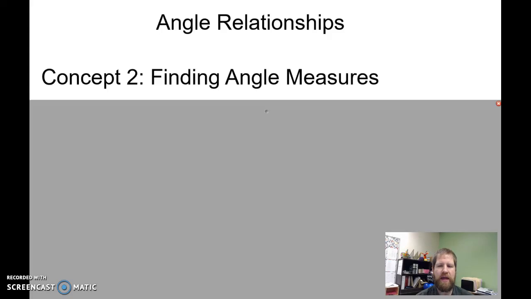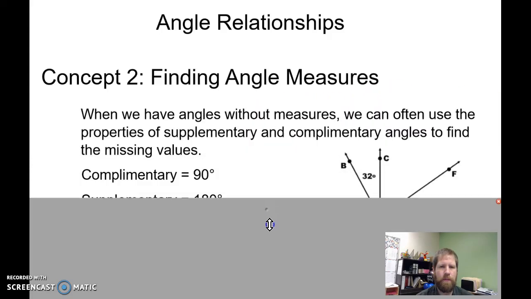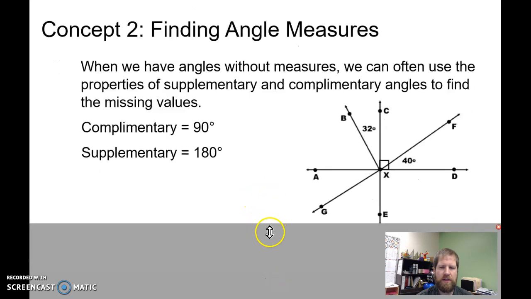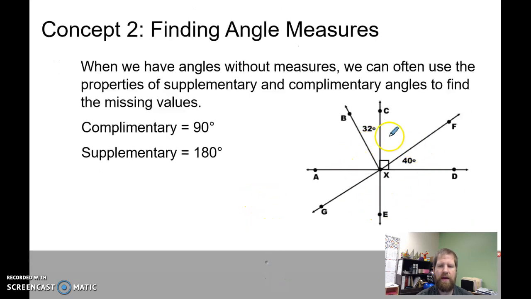Concept 2, finding angle measures. Alright, so we'll often be in a situation where we have a diagram and it has some angles that are maybe vertical angles, maybe adjacent angles, but we have some angles that we have the measure for, like BXC. BXC is equal to 32. We're given that, okay? But we have some that we're missing, right?